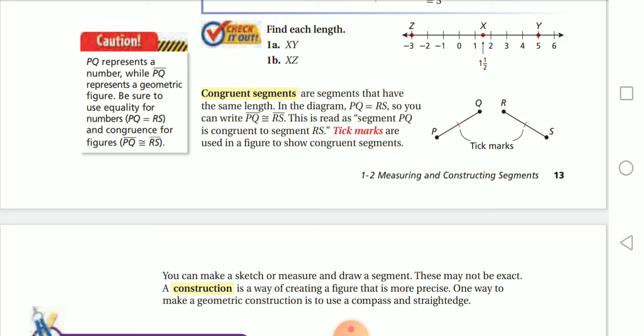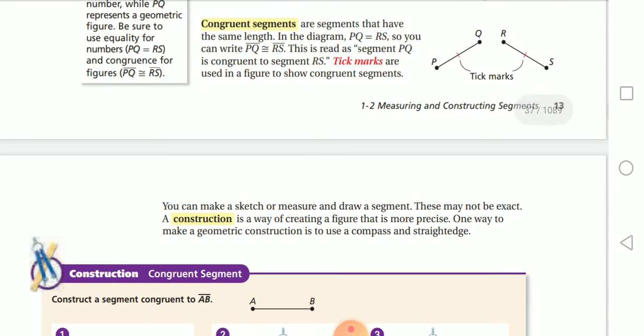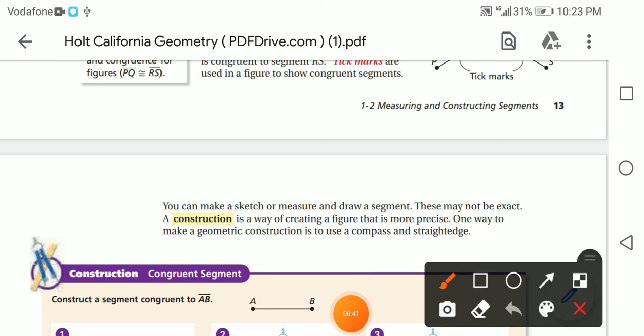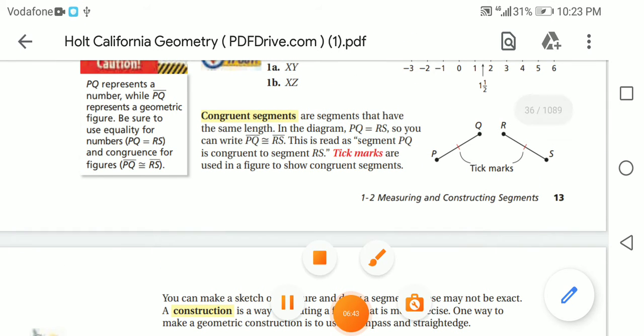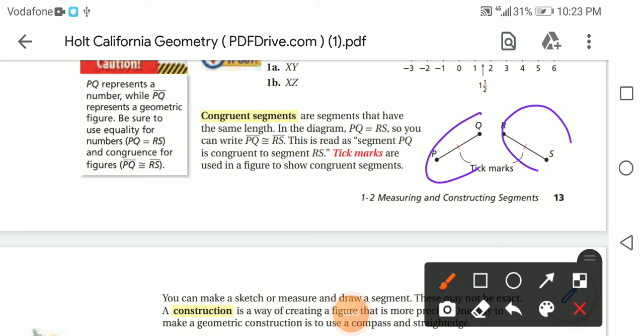I have here congruent segments. Congruent segments is very easy. Congruent means equal, so congruent segments are segments that have the same length. In the diagram here, PQ equals RS. As you see on the marker, PQ and RS are equal, so they are congruent segments, segments that have the same length.